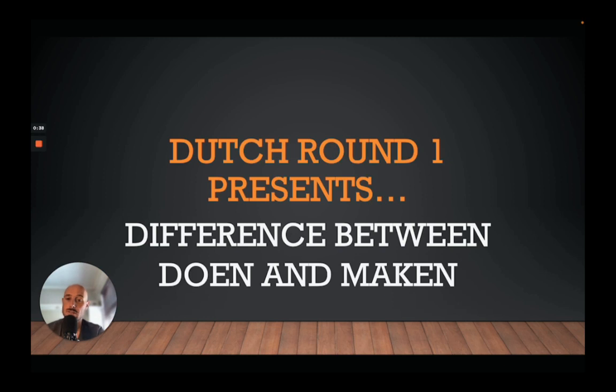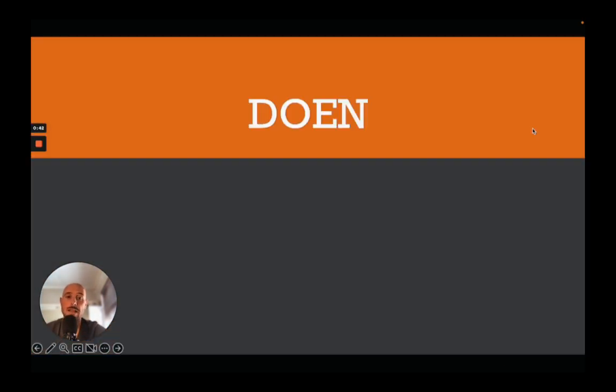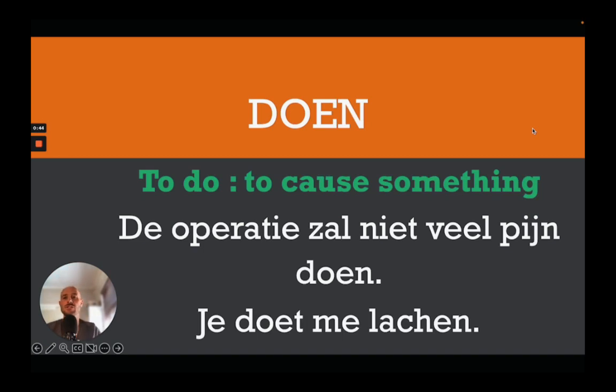But without much further ado, let's go straight for our grammar lesson. And basically, how are we going to do this lesson? Again, you'll see the verb. We'll start off with doen, and we'll take a look at the different meanings of the verb doen in Dutch. I'll give you a translation every time, and then we'll take a look at some examples so we can make our life easier. Alright? So we'll start off with doen.